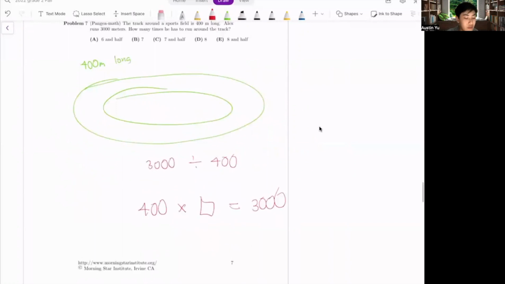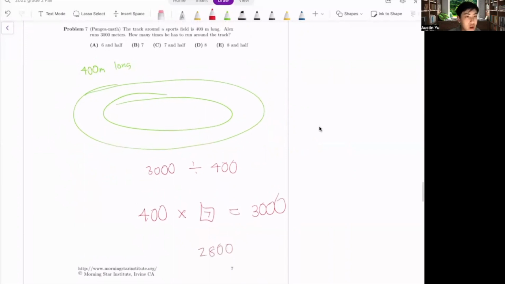Well, we see that if we multiply it by 7, we get 2,800, which isn't quite the length. So we have to keep on doing it. Well, we see here, if we keep on going, there is just 200 meters left. And 200 meters is exactly half of 400, which is the sports track's length. That means that he has run 7 times plus a half. So that gives us the answer 7.5.